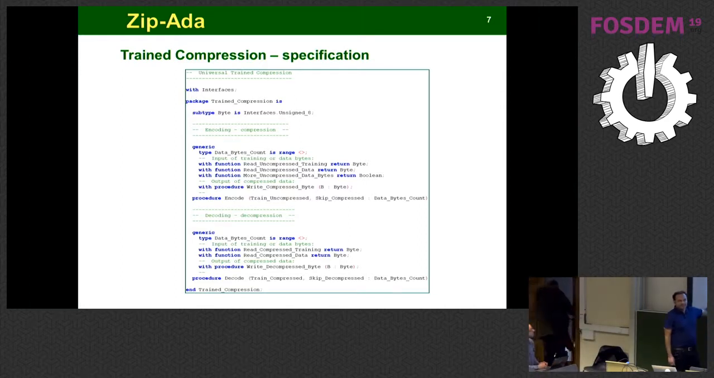On the decompression side, you also have two inputs, one for the compressed training and one for the compressed data. Because you need two functions: one will take locally from the local computer, basically, and the second one will receive from the big antenna the interesting data. And then, once you have provided these functions and procedures to have inputs and outputs, you have Encode on the encoding side, and it does the job. And you have also Decode on the other side.